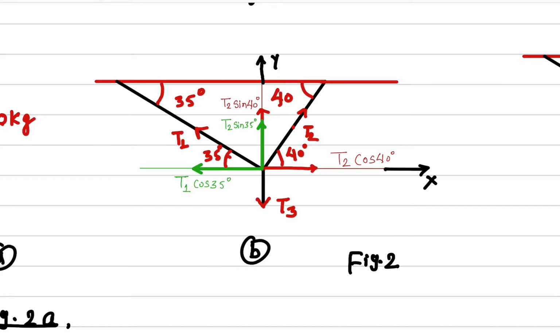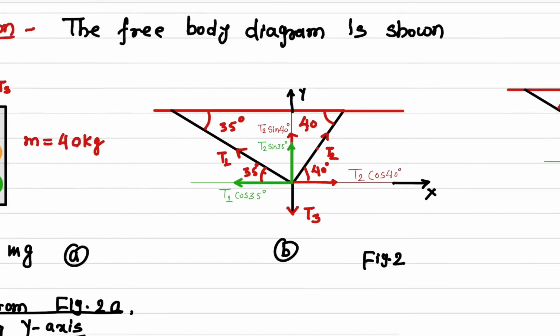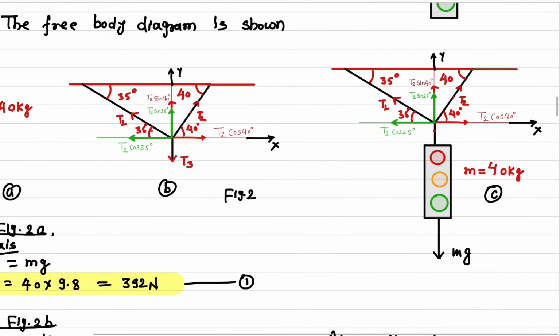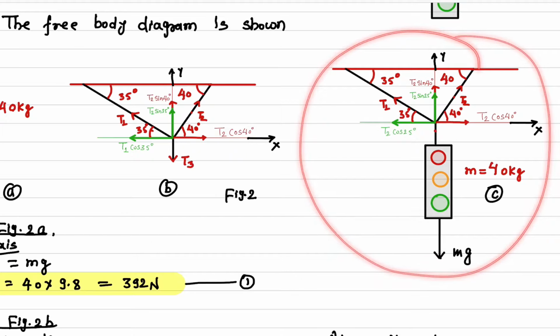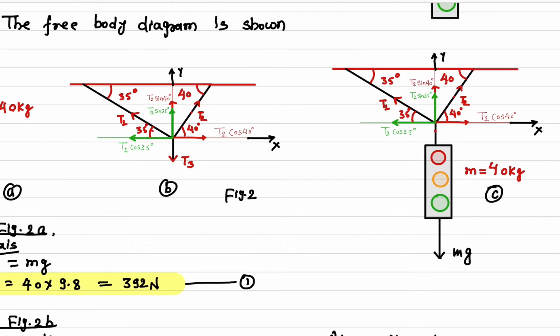So we now have a complete picture of the free body diagram. We know now the direction of all the forces, and this is the total free body diagram here. Okay, so just to make it clear, you see now at this point that the total weight is downward, mg.